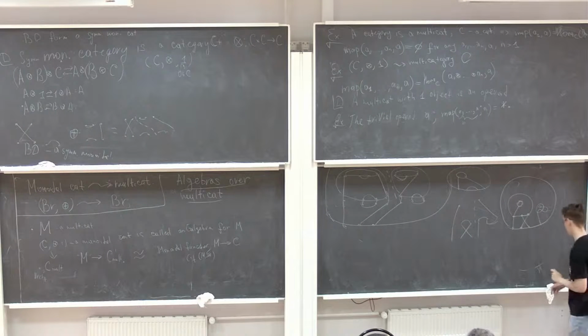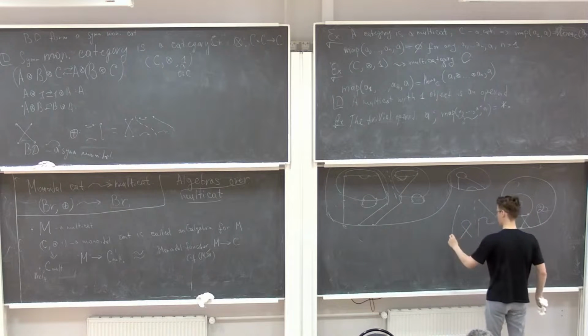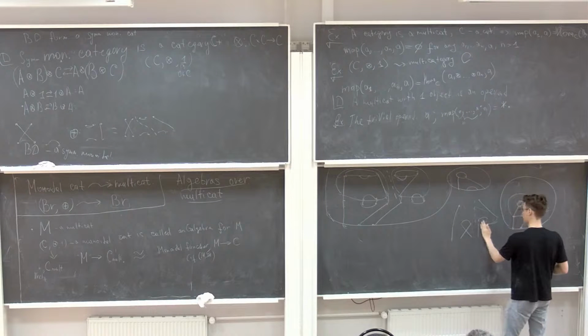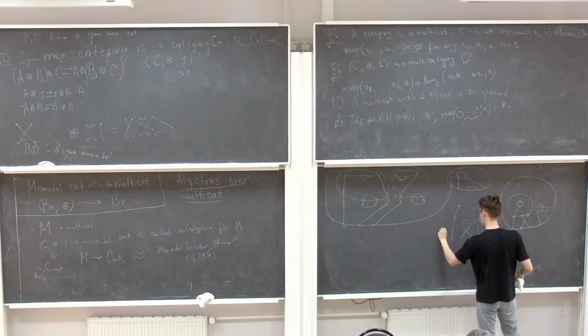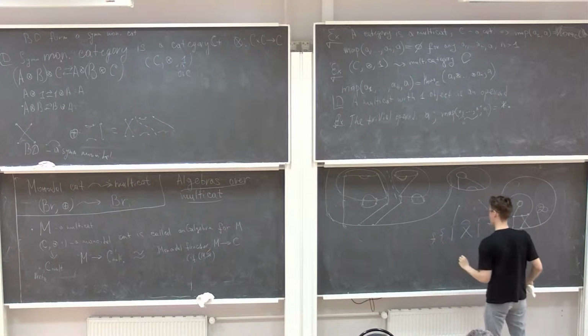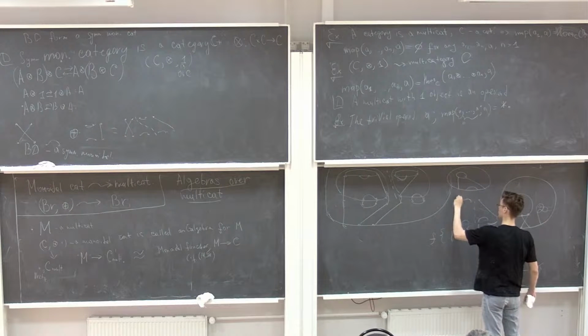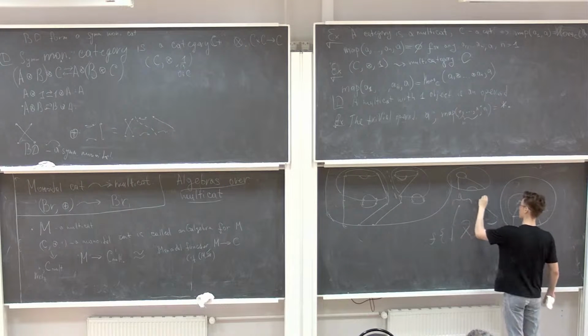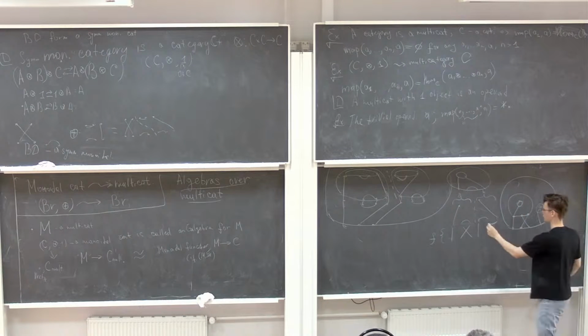Okay. I should give some notations. This is F, this is G, and this is H. So, three Brauer diagrams.